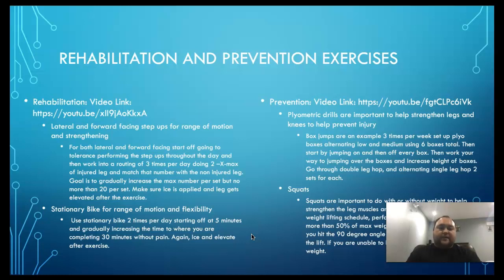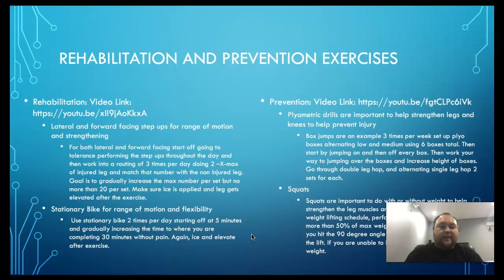Another good exercise for your ACL prevention is squats. This is something you can do with or without weights, using just the bar, or finding something at home you can do squats with, pretty much anything. But if you are on a regular lifting schedule, you want to perform the squats with light weight, no more than 50%, to ensure that you're performing the squat correctly.